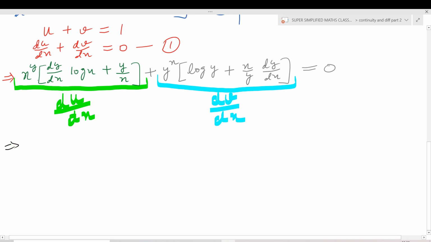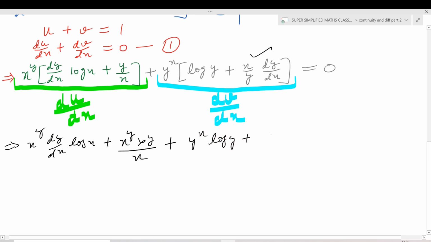So now we multiply x raised to the power y with this bracket, so we get x raised to the power y dy by dx into log x plus x raised to the power y into y by x. Similarly, we multiply this second bracket also with y raised to the power x, so we get y raised to the power x into log y plus y raised to the power x. We multiply it with this into x upon y into dy by dx is equal to 0.